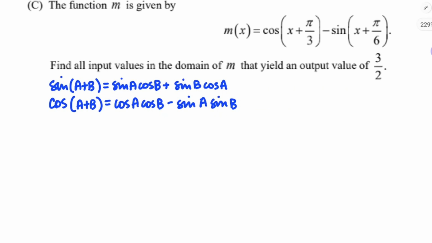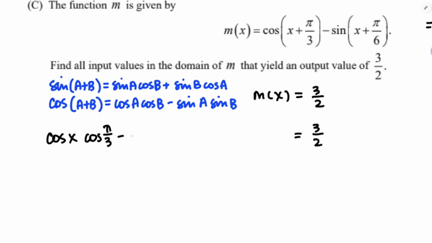I'm going to need to rewrite m of x, because I want m of x to equal 3 halves. Okay, and so what's going to equal 3 halves is going to be cosine of x plus pi over 3. So that's going to be cosine x cosine pi over 3 minus sine x sine pi over 3. And then I've got minus sine of x plus pi over 6.